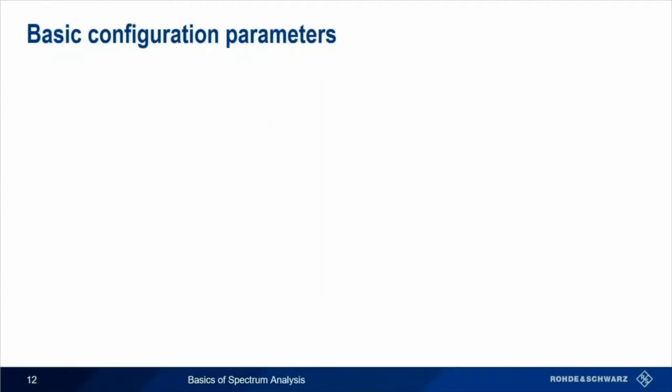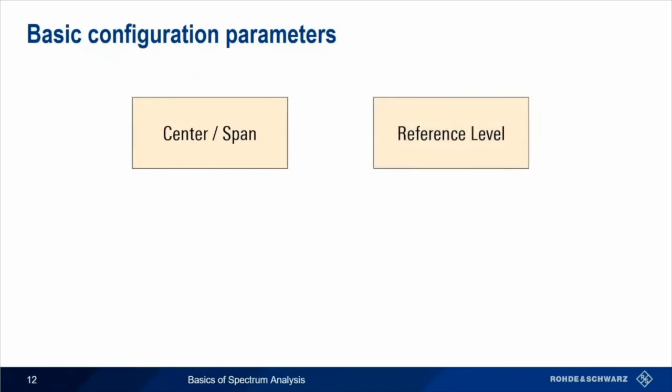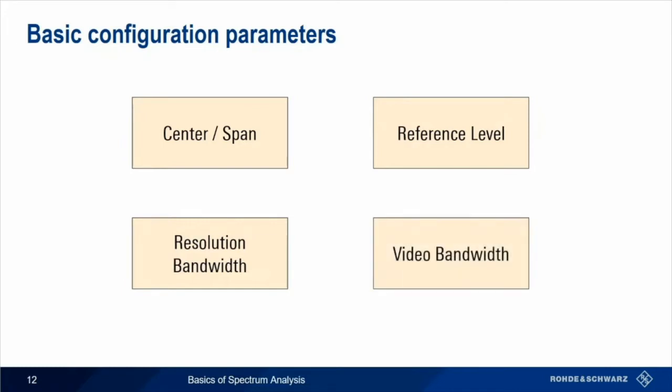Okay, so let's talk through the basic configuration parameters. We're going to focus in on four key ones that you need to operate a spectrum analyzer. The first one is center and span, and we'll talk through what that is. The next one is reference level. The third one is resolution bandwidth, and the fourth one is video bandwidth. These are the settings that are most used when making essentially any type of measurement on the spectrum analyzer. This is where most people are going to start, and these are the critical areas where you need to understand the trade-offs and benefits of different settings.